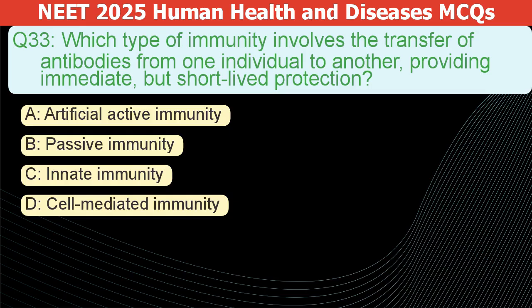Which type of immunity involves transferring antibodies from one person to another, giving quick but temporary protection? A. Artificial active immunity. B. Passive immunity. C. Innate immunity. D. Cell-mediated immunity.